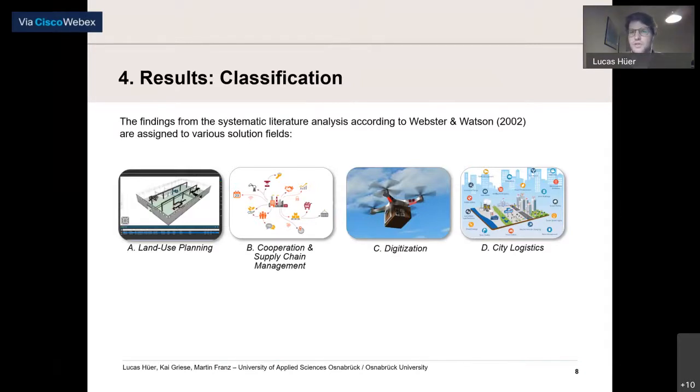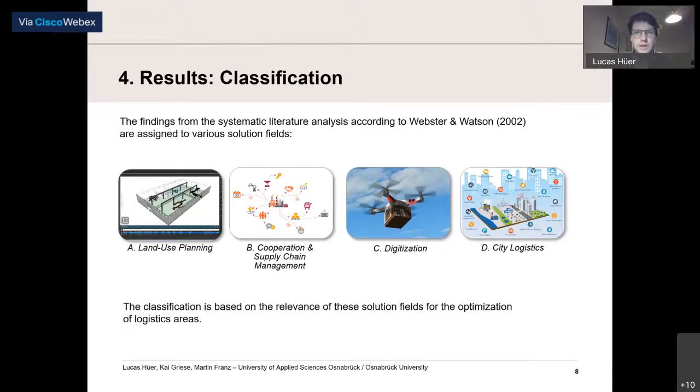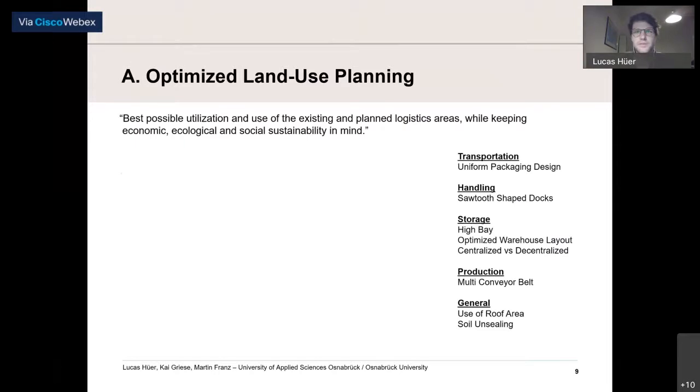As a 4th solution field, we found city logistics because this is a very hot topic, I would say, in existing literature. So now I will explain each of those 4 categories a little bit more. And let's start by land use planning.